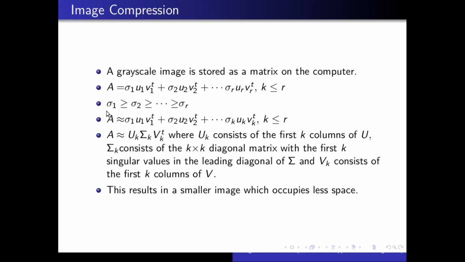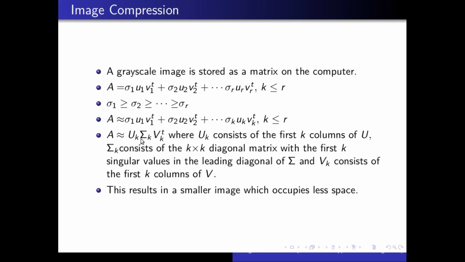And so in this case, A is equal to this expansion. Suppose this is a full decomposition from sigma 1 up to sigma r. Sorry, suppose these are all the singular values of A, and we pick a value k that is less than or equal to r, preferably strictly less than. Then we can get an approximation of A by stopping the sum at k, like this.